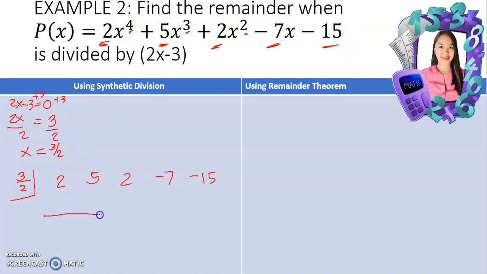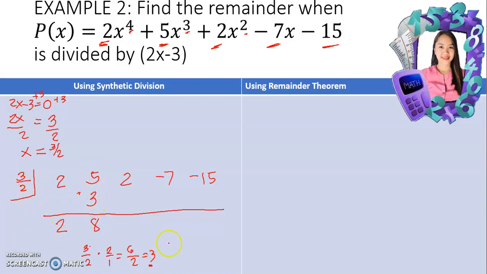So, following the steps in synthetic division, bring down 2. 3 halves times 2. This is equal to 3. So, paano mag-multiply ng fraction? 3 halves times 2. So, meron ka ditong imaginary 1. Numerator times numerator is 6 over 2 or 3. Kaya naging 3. Then add, magiging 8.